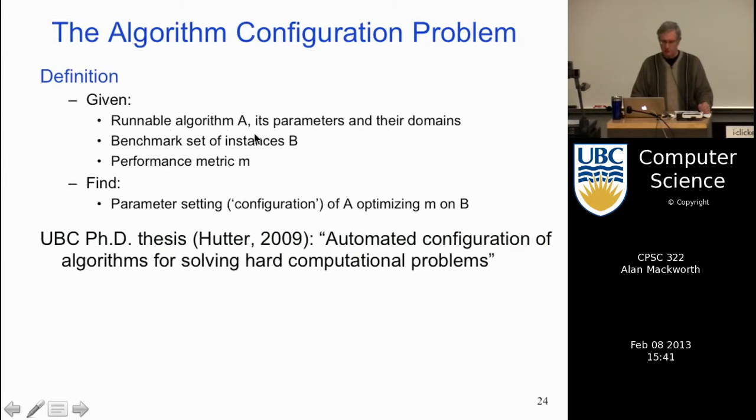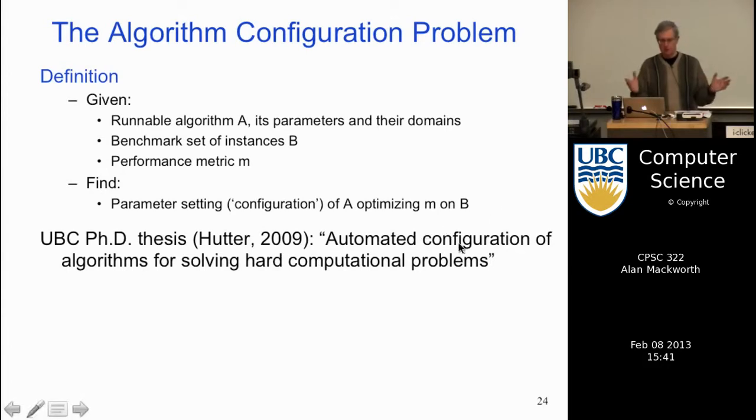You've got an algorithm that you can run. It's got some magic numbers, technically called parameters, and they have domains you can set them in. You have some class of instances that you want to run the algorithm on. And you've got some performance metric, which might be runtime, or it might be space, or quality of solution, or whatever it is, some arbitrary metric, some real number, that says when you run the algorithm with particular values for the parameters on the benchmark set, you get some number here, how good it is, right? So what we want to do is find the parameter setting, which is called a configuration, of the algorithm that optimizes this performance metric on this class of instances. Okay?